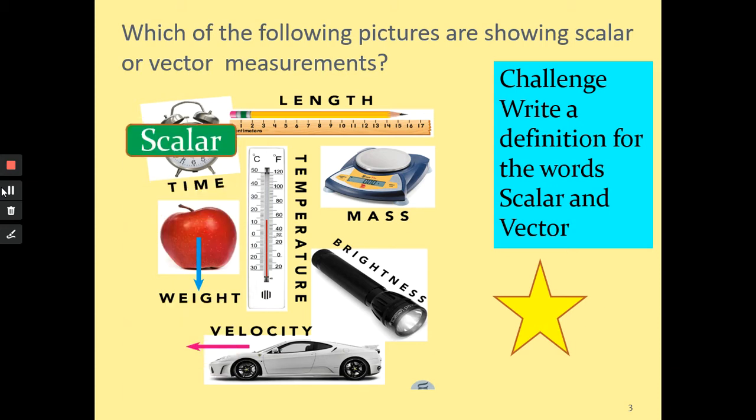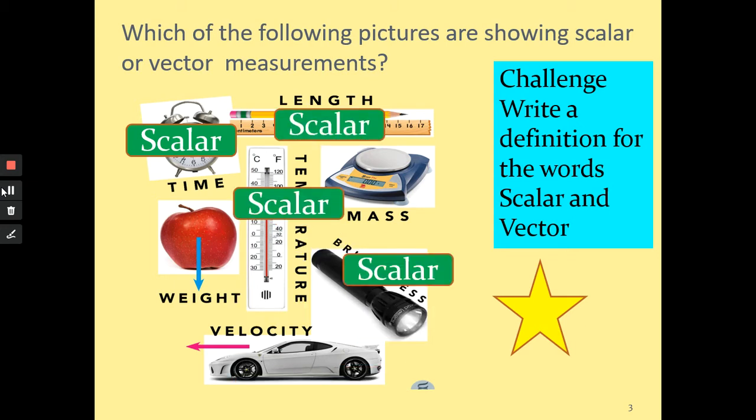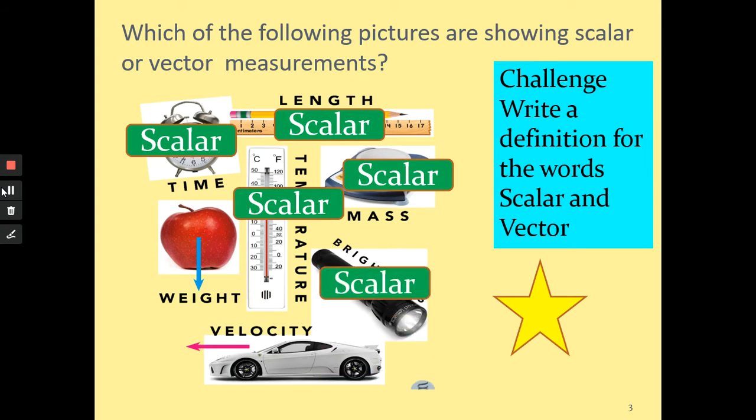How did you get on? So time is a scalar measurement, length is scalar, temperature is scalar, mass is scalar, and brightness is scalar. They're scalar measurements because all they need is a value in a unit. Whereas weight and velocity are both vectors because not only do they have a value and a unit, they also require a direction. And that's shown by the arrow showing weight and the arrow on your velocity picture there.